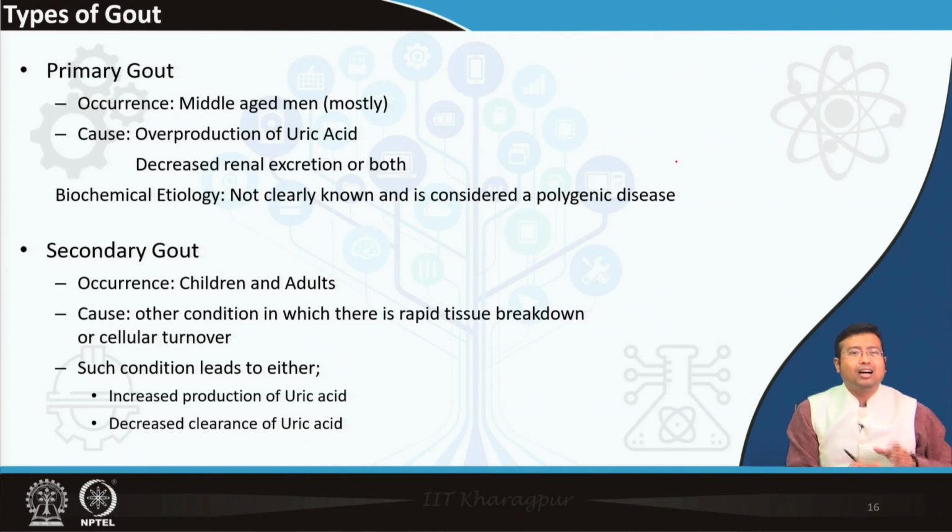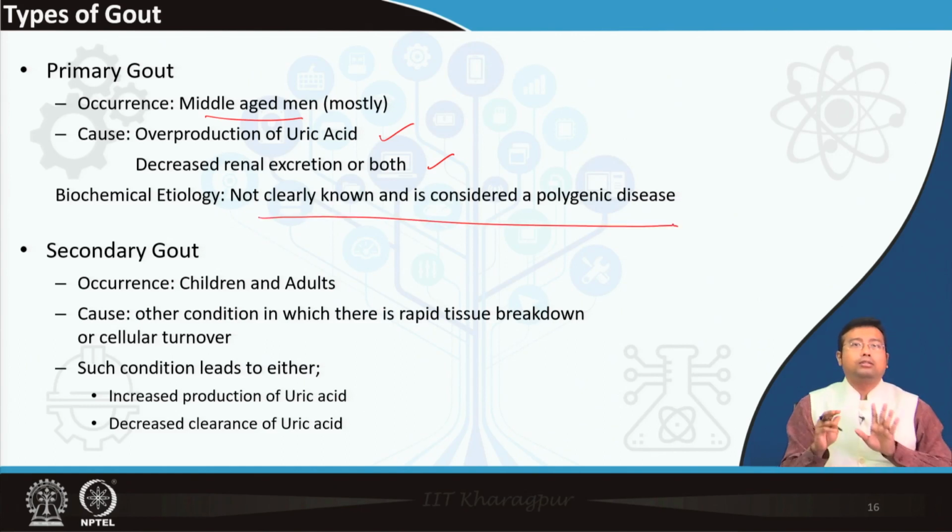Anyway, as I discussed, there is primary gout and secondary gout. Primary gout is caused by either overproduction or decreased renal excretion, or both. It mainly occurs in middle-aged men. Men are more predisposed, but the biochemical etiology is not known. It is considered a polygenic disease. We cannot clearly pinpoint what problem I am having. Suppose I have been diagnosed with hyperuricemia just like that. Many individuals get diagnosed with high uric acid just like that. Males, females, irrespective, but males are more predisposed, but we cannot pinpoint a single reason if all other findings are alright.